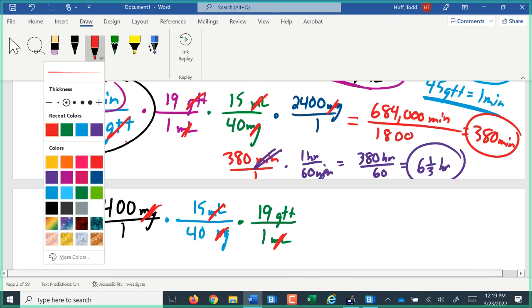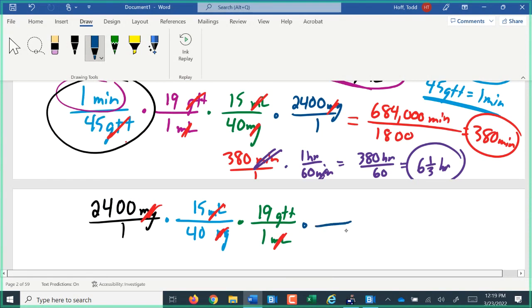And then to get rid of the drops, we could have used the flow rate set up here, where we were set at 45 drops. I'll put 45 drops on bottom per minute. Notice this is almost exactly backwards from what we did before, but we get the exact same numbers. Drops cancel, we get 684,000 minutes over 1,800, and it divides out to be 380 minutes or 6 1/3 hours.